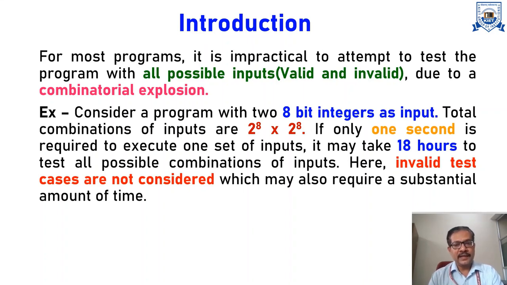So in reality, if I am going to input 2 integers, then it is not possible to test the program by taking all combinations of the input values, because the input domain is too large if you are talking about only the valid inputs. If you consider the invalid inputs also, then the input domain may be very large.